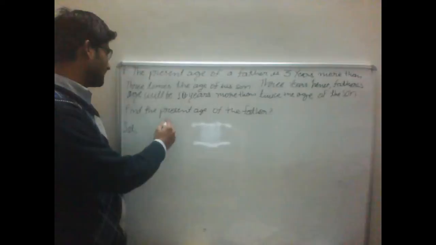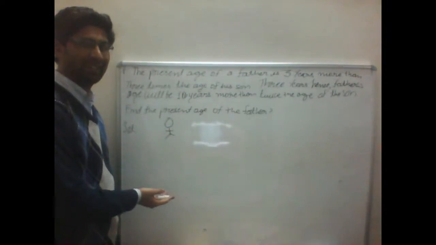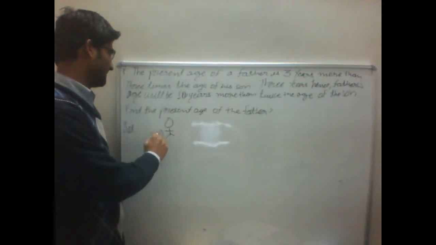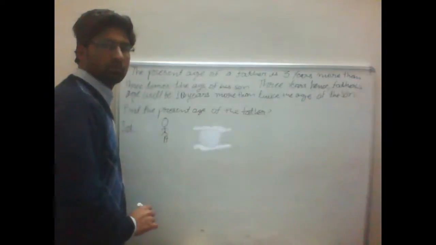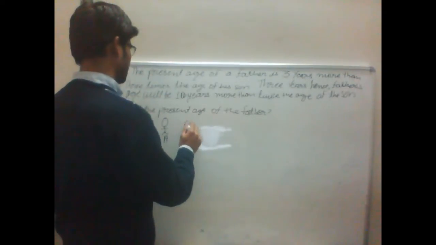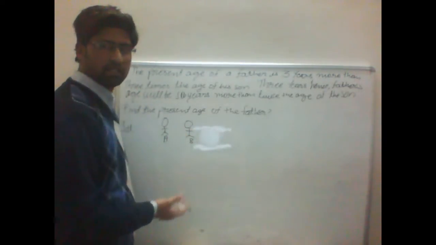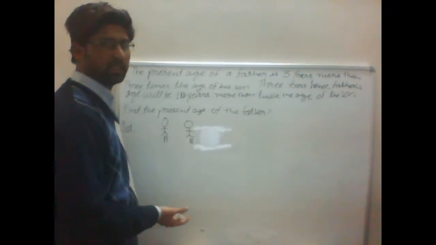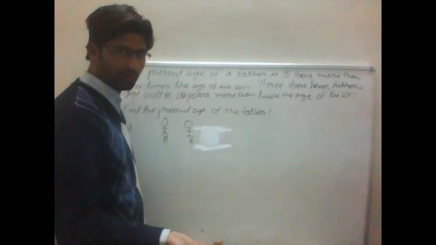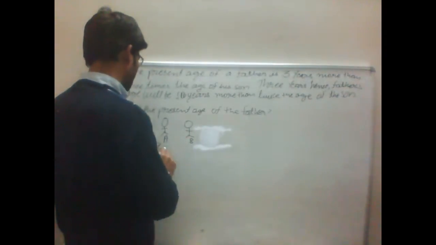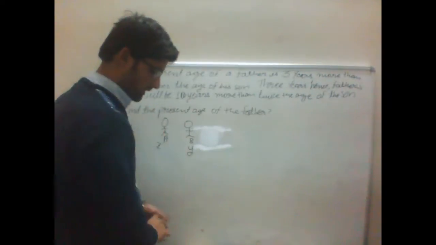Here is the father. Nomenclature our favorite, Mr. A. Here is their son, Mr. B. Their present ages, as usual, neither the examiner knows, nor I know, nor you know. But at the same time, we all know father will be X and son will be Y. What we have to find? The present age of father.